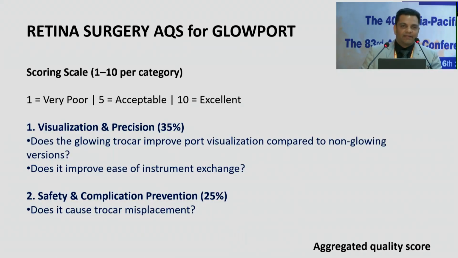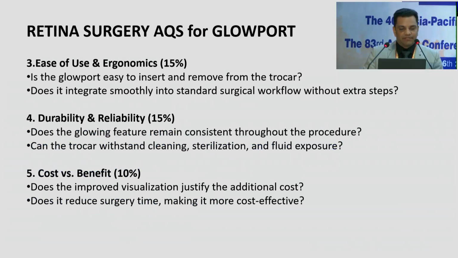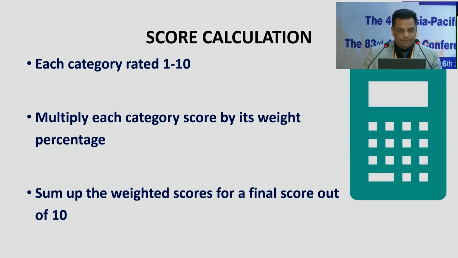So we calculated it using the aggregated quality score: very poor, acceptable, or excellent. We divided it into 5 categories: visualization and precision, safety and complication prevention, ease of use and ergonomics, durability and reliability, and cost versus benefit. Each category was rated 1 to 10, and these scores were multiplied by the weighted percentage, and then we summed the weighted scores to get a final score out of 10.